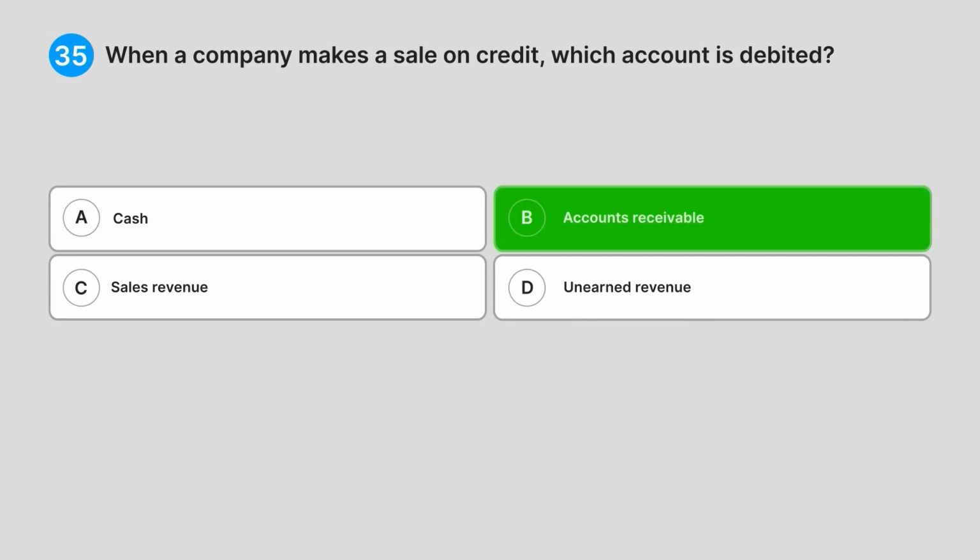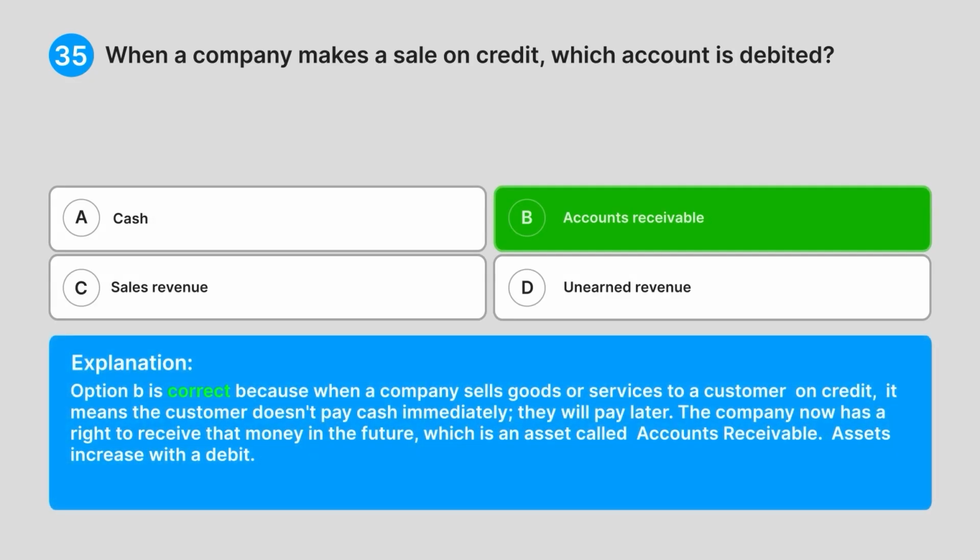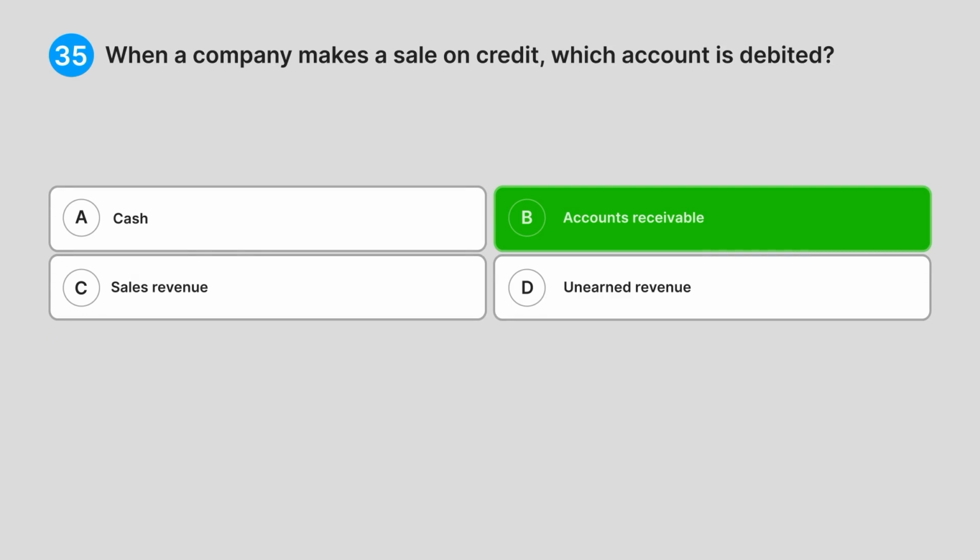Correct answer, B. Accounts receivable. Explanation. Option B is correct because when a company sells goods or services to a customer on credit, it means the customer doesn't pay cash immediately. They will pay later. The company now has a right to receive that money in the future, which is an asset called accounts receivable. Assets increase with a debit.